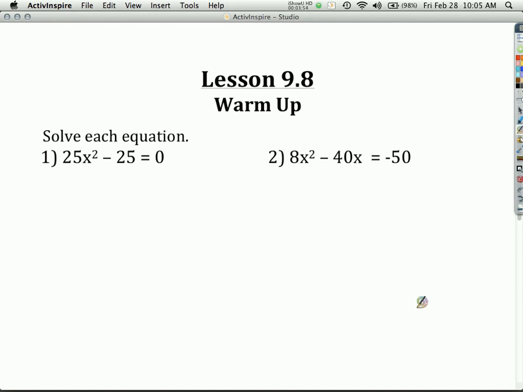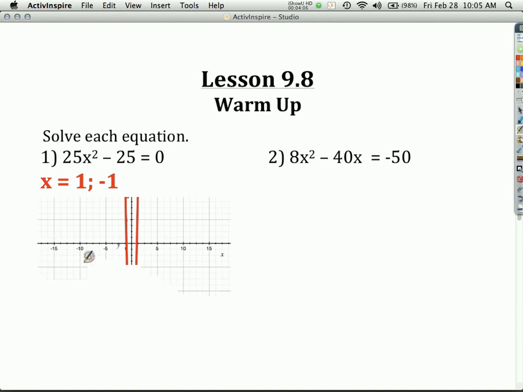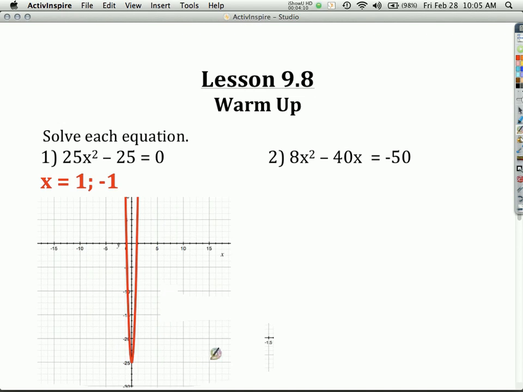The correct solutions are 1 and -1. I also want to show you what the graph of this looks like. You did not have to do this. I just want to show you what this graph is like so you can see what's coming in the near future. This is the graph of this equation. It is called a parabola.